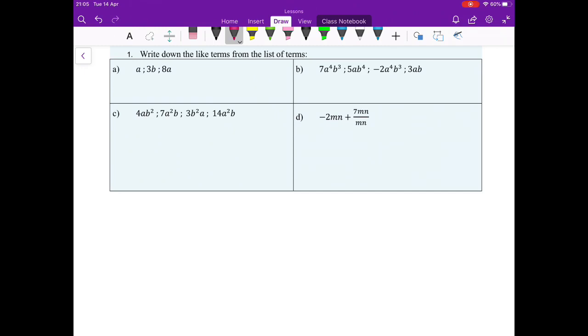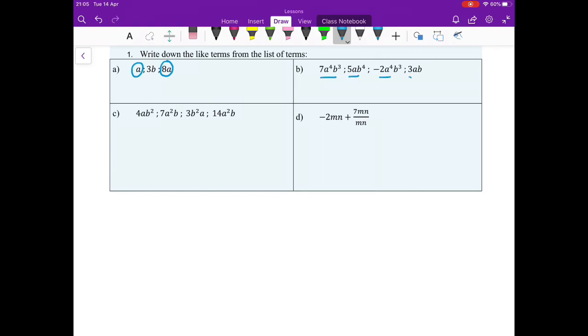Write down the like terms from the list of terms below. Okay, so we are going to circle like terms. I've got an a term, a b term, so these two are identical because they are both a terms. The variable determines whether they are like terms or not. Let's look at the next one.